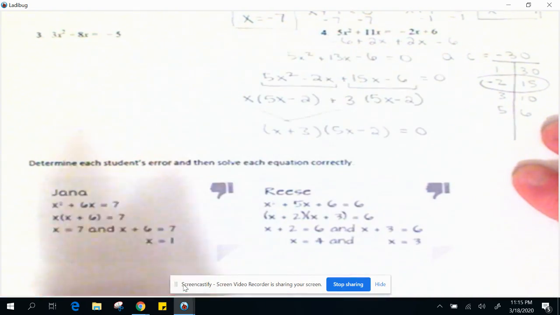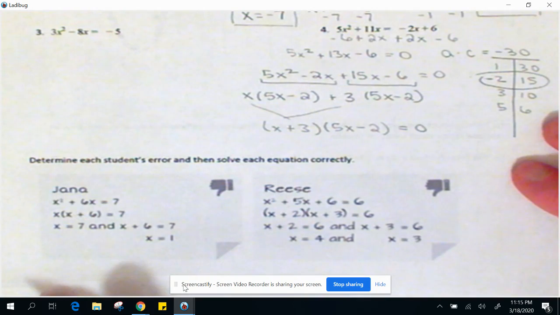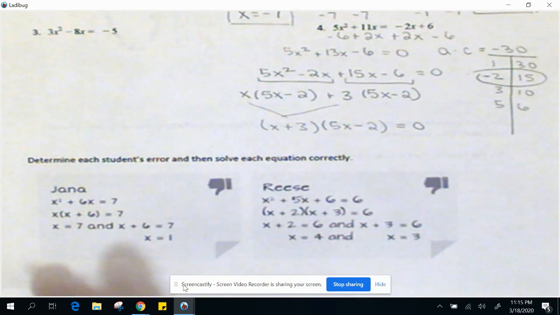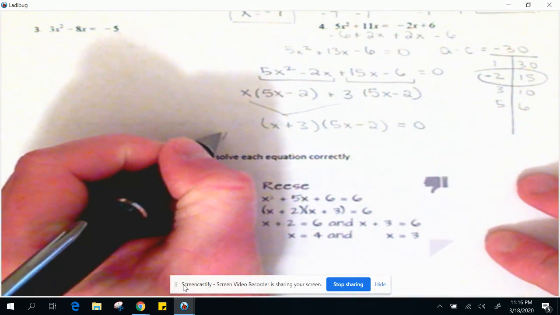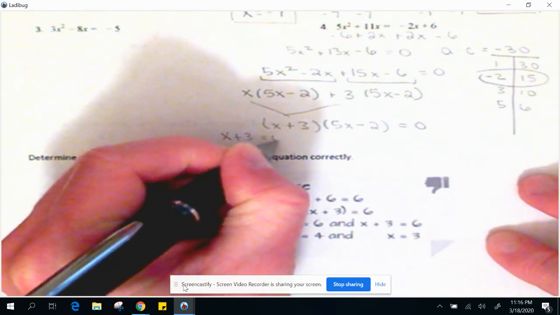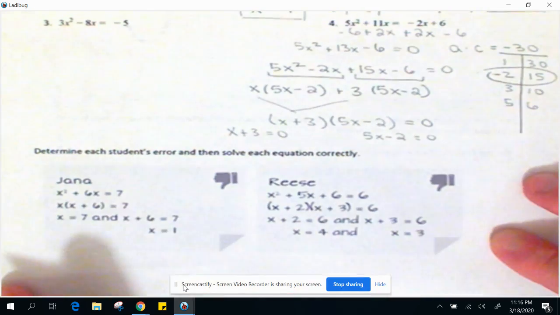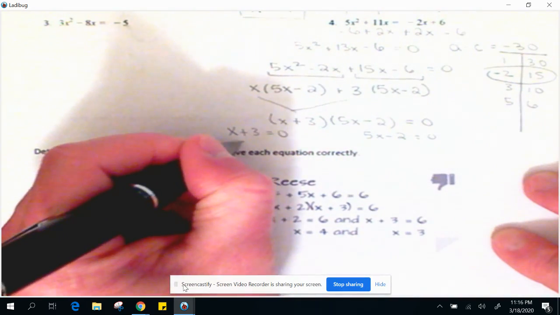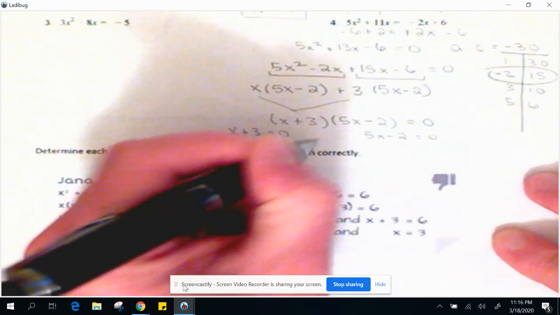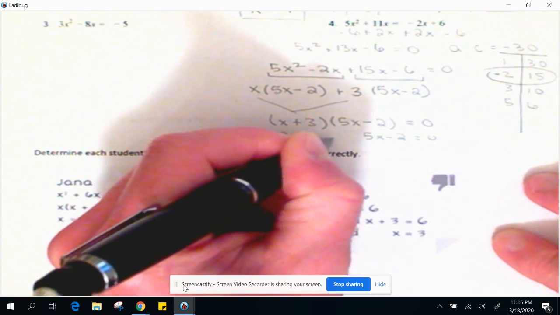And both of those equal 0. All right, again, our property says that if the product, or the outcome when we multiply these 2 factors together, equals 0, then one or both have to be 0. All right, so let's do this. X plus 3 equals 0, and then 5x minus 2 equals 0. So let's start with the easy one, or easier. Minus 3 minus 3. Therefore, x equals negative 3.